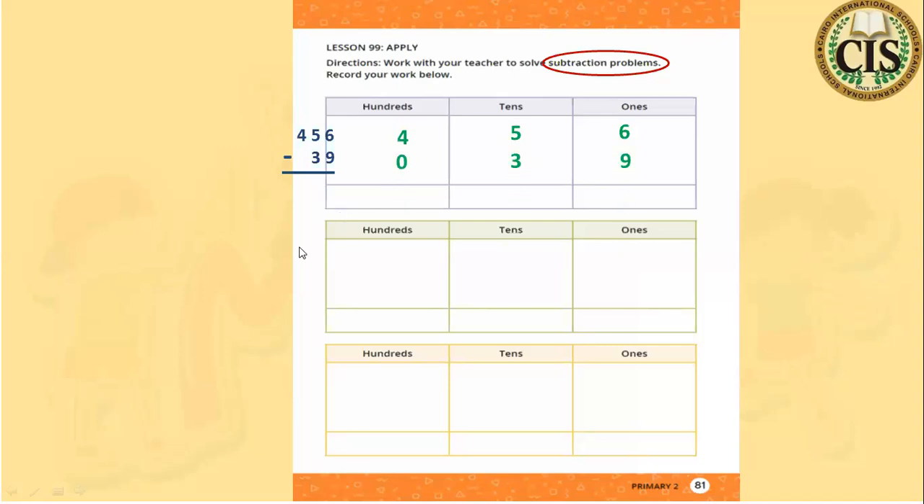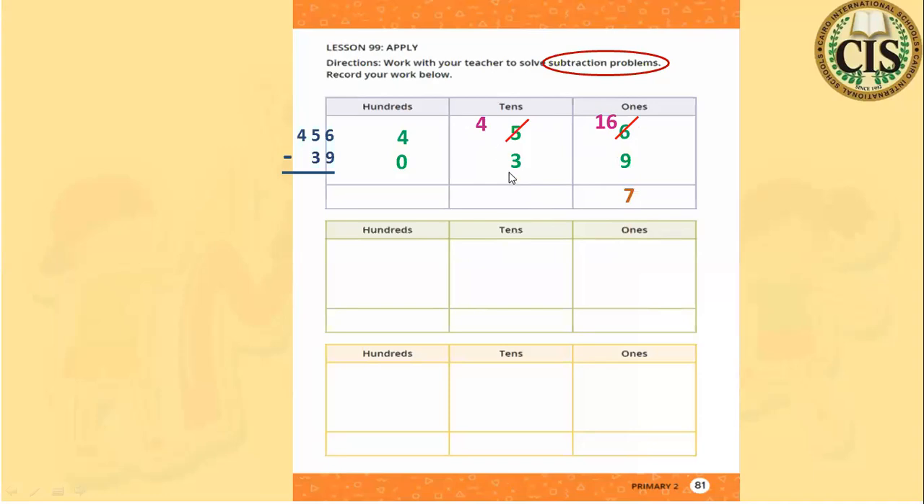4 in hundreds, 5 in tens, 6 in ones, and 0 in hundreds, 3 in tens, 9 in ones, sorry. 5 will be 4, and 6 will be 16. Very good, Hala. So now we have more on the top. So 16 minus 9, after 9: 10, 11, 12, 13, 14, 15, 16. How many fingers? 7 fingers.